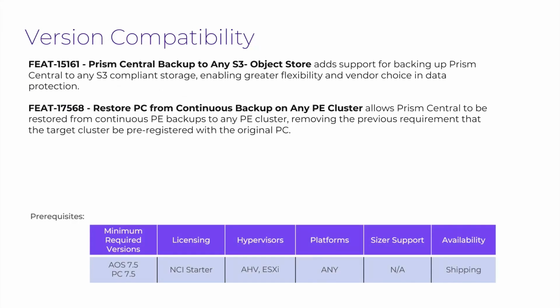Both of these features, the Prism Central backup to S3 compliant object stores and the recovering Prism Central from continuous backup to any Prism element, are supported starting with AOS 7.5 and PC 7.5. They are included with the NCI starter license and above, and these capabilities are supported on all hardware platforms running AHV or ESXi hypervisors.